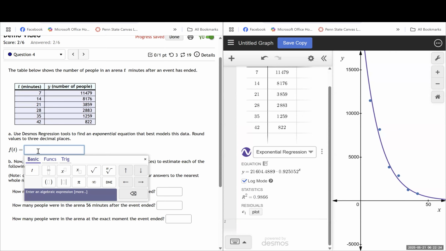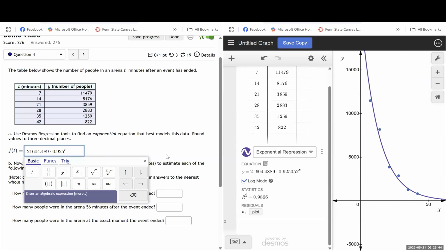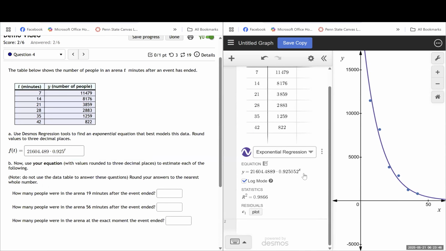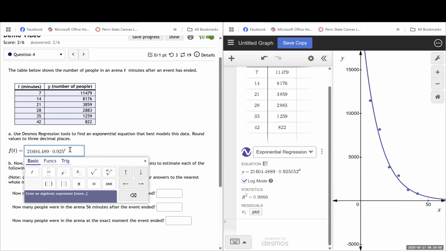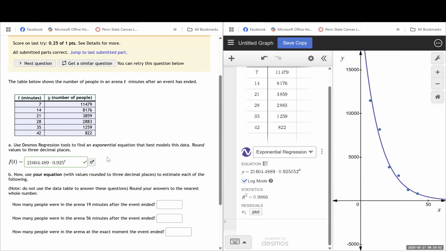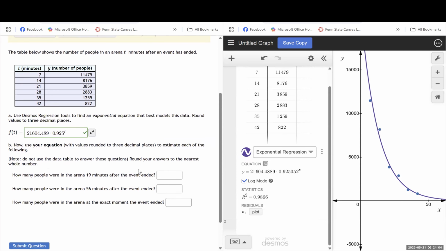Pay close attention to the rounding instructions. Here we want to round the values to 3 decimal places. Also keep in mind that even though the equation in Desmos uses X as the variable, the equation that we're looking for over here in MyOpenMath has T as the variable. So I'm just going to swap out the X that I see in the Desmos model for the variable T. So that's my regression equation.